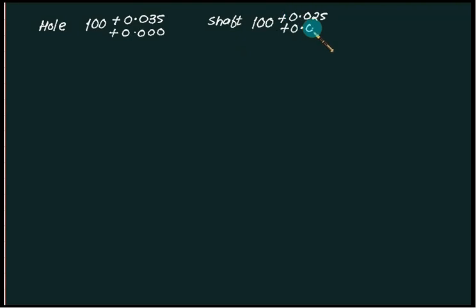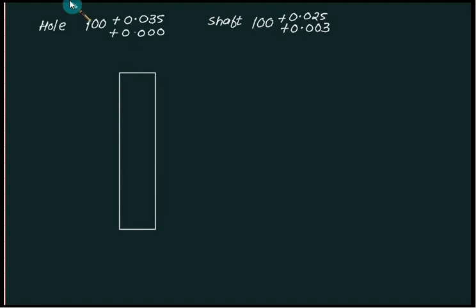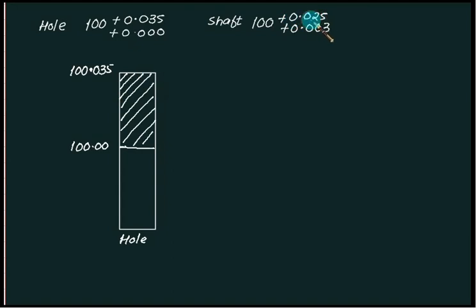So let's consider here a hole of 100 plus 0.035, and the lower is 100.000, and we have a shaft of 100 plus 0.025 and plus 0.003. So if we draw the hole first, the maximum size of the hole is 100.035. So this one is the hole, and the minimum size of the hole is exactly 100. This hatch area represents the tolerance. If you see the shaft size, it is lower than the higher limit of the hole and more than the lower limit of the hole.